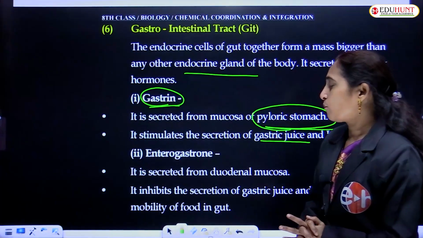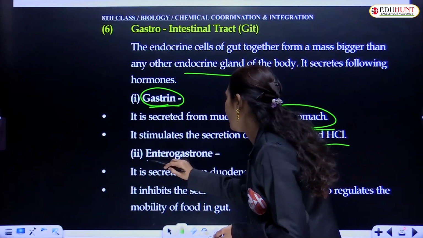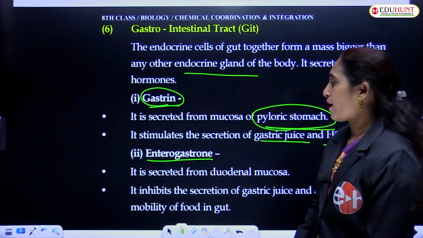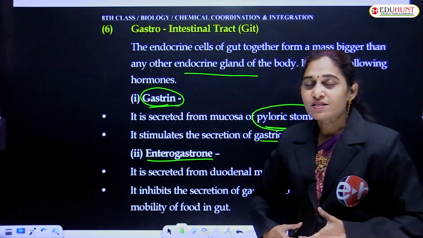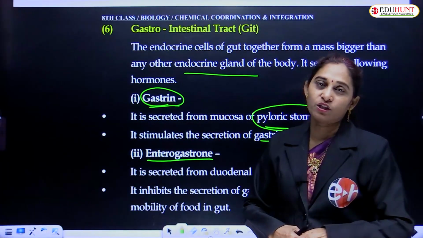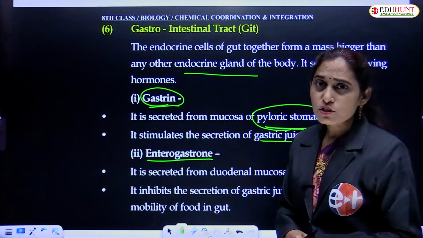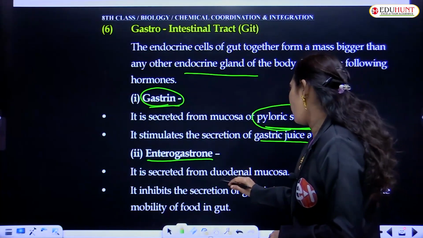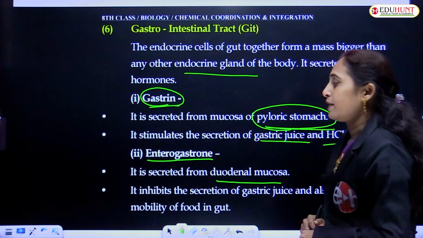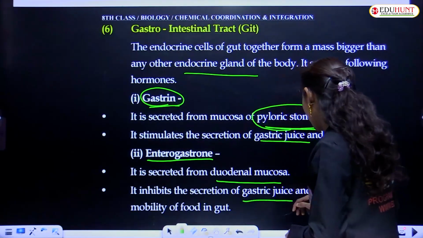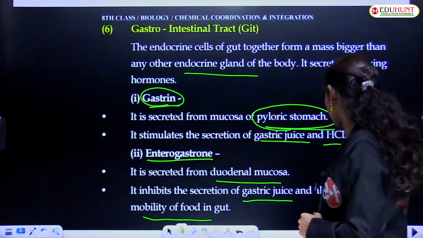The next hormone secreted by the gastrointestinal tract is enterogastrone. Enterogastrone is secreted from the duodenal mucosa. After the stomach, we have a U-shaped structure, the starting part of the small intestine. This duodenal mucosa secretes a hormone called enterogastrone. It inhibits the secretion of gastric juice and also regulates the motility of food in the gut.